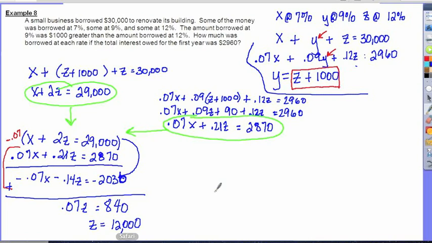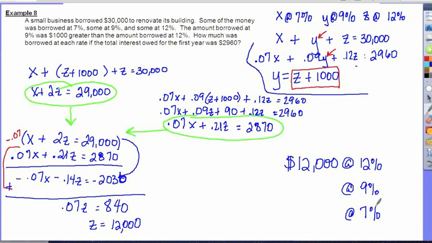I know this problem is kind of long, but it's really important that you do this because I can guarantee you on a quiz and a test you're going to have problems like this. This is a type of problem where you don't just tell us x, y, and z. Answer the question: how much was borrowed at each rate? So z is 12,000 and z is 12%. So you need to tell me that they borrowed $12,000 at 12%. Now you need to tell me how much they borrowed at 9% and how much they borrowed at 7%.